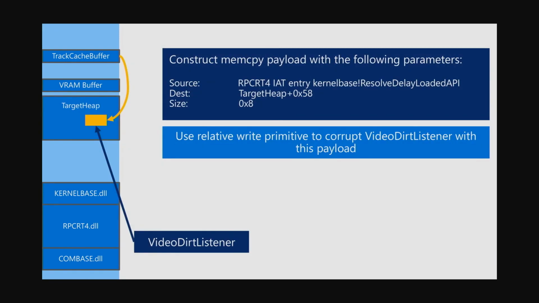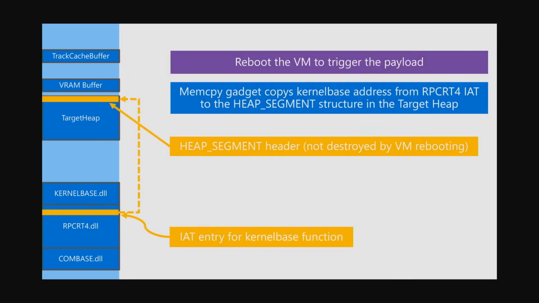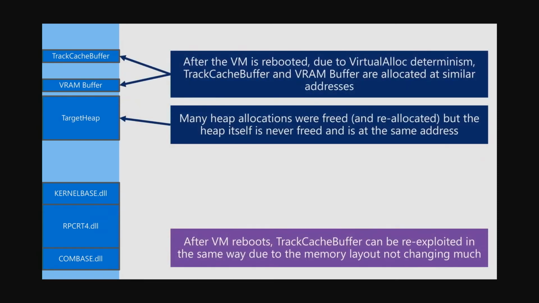So I use this memcopy payload to copy data into the target heap, and the data that I'm going to copy there is an IAT entry from RPC RT4, an IAT entry for a kernel base function. So this effectively allows me to leak the address of kernel base. So I restart the virtual machine, that address gets copied into the target heap, and then when the virtual machine reboots, the track cache buffer and the VRAM buffer get reallocated.